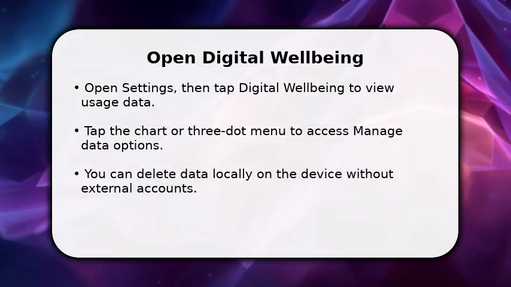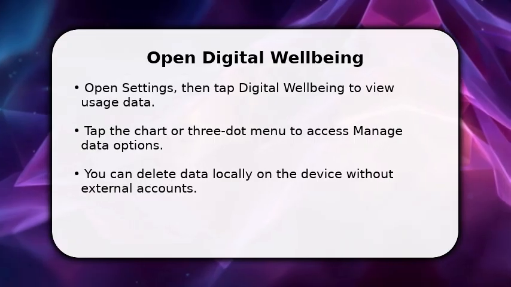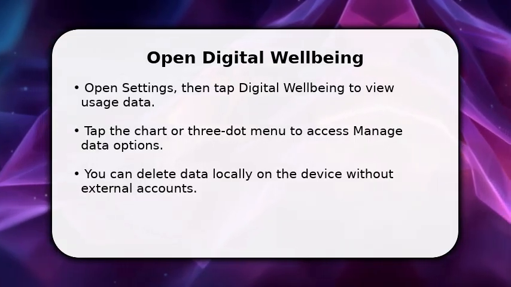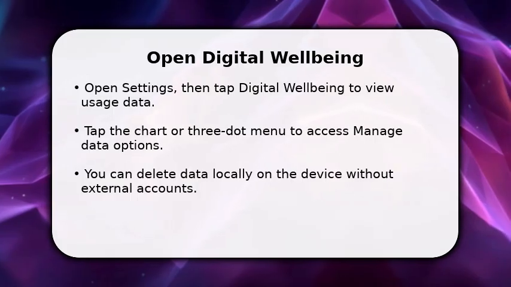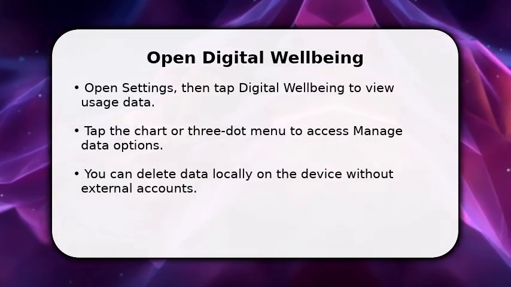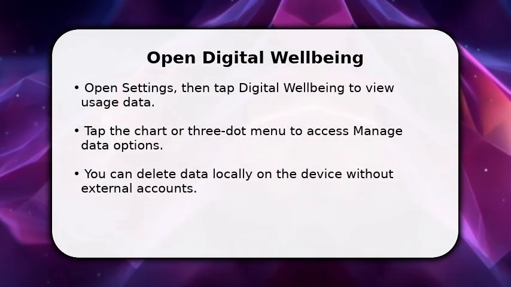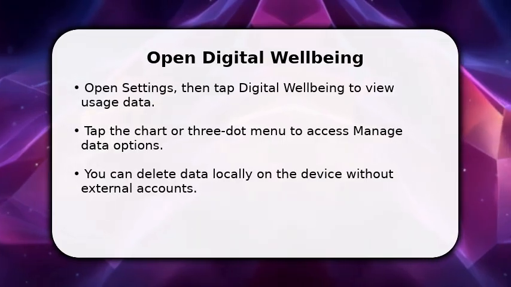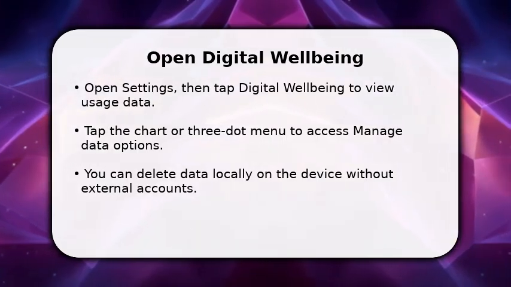If you see 3 vertical dots, tap them to reveal additional options. Choose Manage Data to view per app usage and history controls. This screen gives direct access to local data stored on your device. You will delete history from here, not from Google servers.